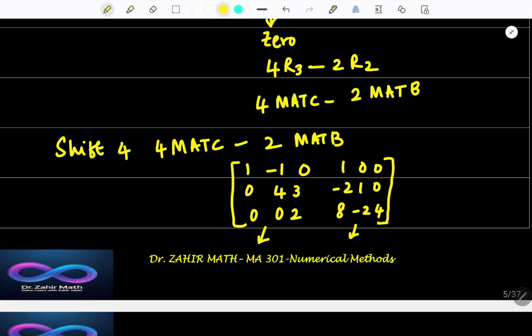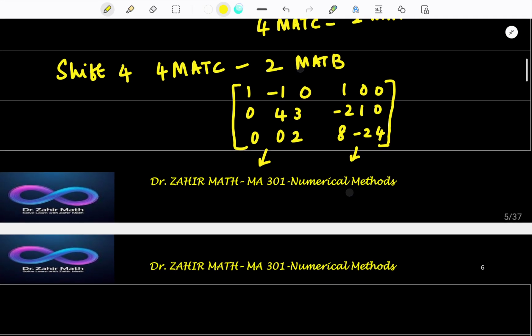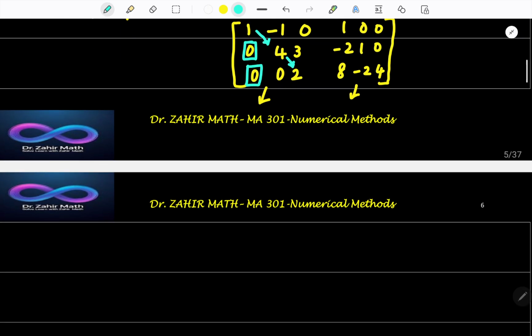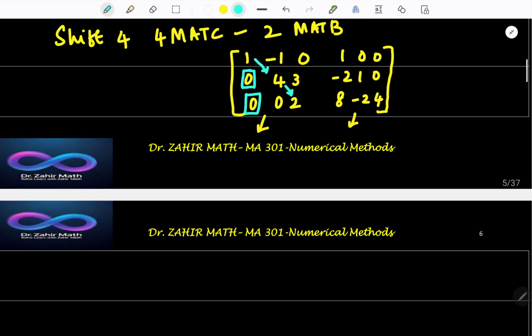And the third row will be what? 0, 0, 0. So this we got it. Now look here. Your matrix has now become an upper triangular matrix. So below the diagonal, this is 0 and this is also 0, right? Yes.